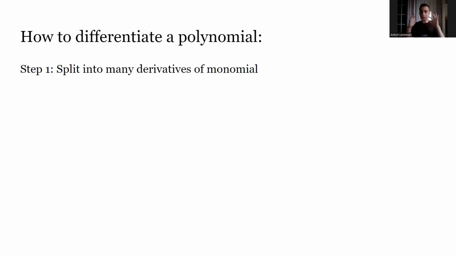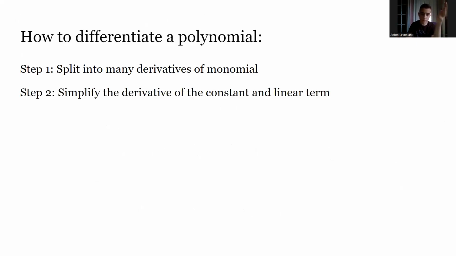So this actually gives us a really cool guide to differentiate a polynomial. The first step is to split the polynomial into many derivatives of a monomial. So in our 3x squared minus 5x plus 7 example, how we did this is we split it up into derivative of 3x squared minus derivative of 5x plus derivative of 7. Then the second step is to simplify the derivative of the constant and the linear term. Once again, the derivative of any constant whatsoever is 0, and the derivative of a linear term is just the coefficient of x.